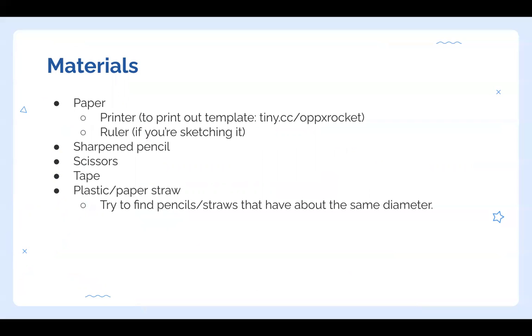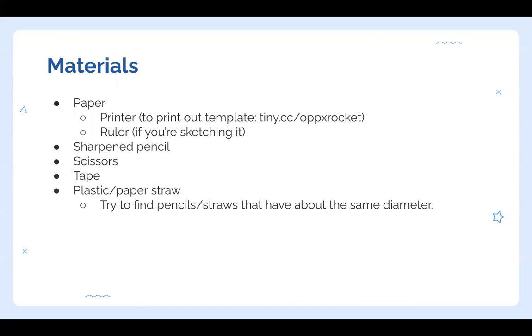If you don't, then what you're going to do is just sketch out the template on a blank piece of paper. So if you don't have a printer, still head over to the same link, tiny.cc/opxrocket, and take a blank piece of paper and use a pencil and just try to sketch out the template as best you can. So there are two parts that you're going to need to sketch out.